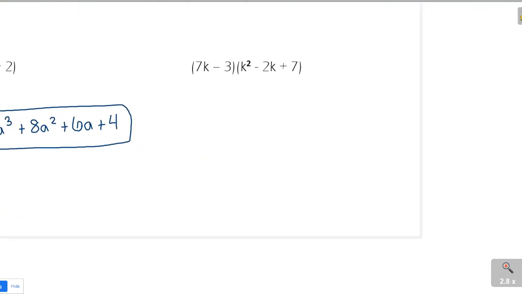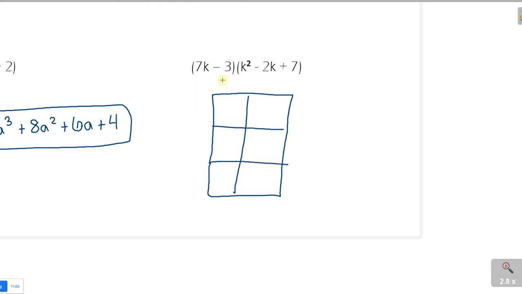Okay, the last problem here, again, I'm going to use the box because I have a trinomial there and it helps organize it. So 7k negative 3, k squared negative 2k plus 7. So multiply. 7k times k squared is 7k to the third. Negative 3 times k squared is negative 3k squared. 7 times negative 2 is negative 14. K times k is k squared.